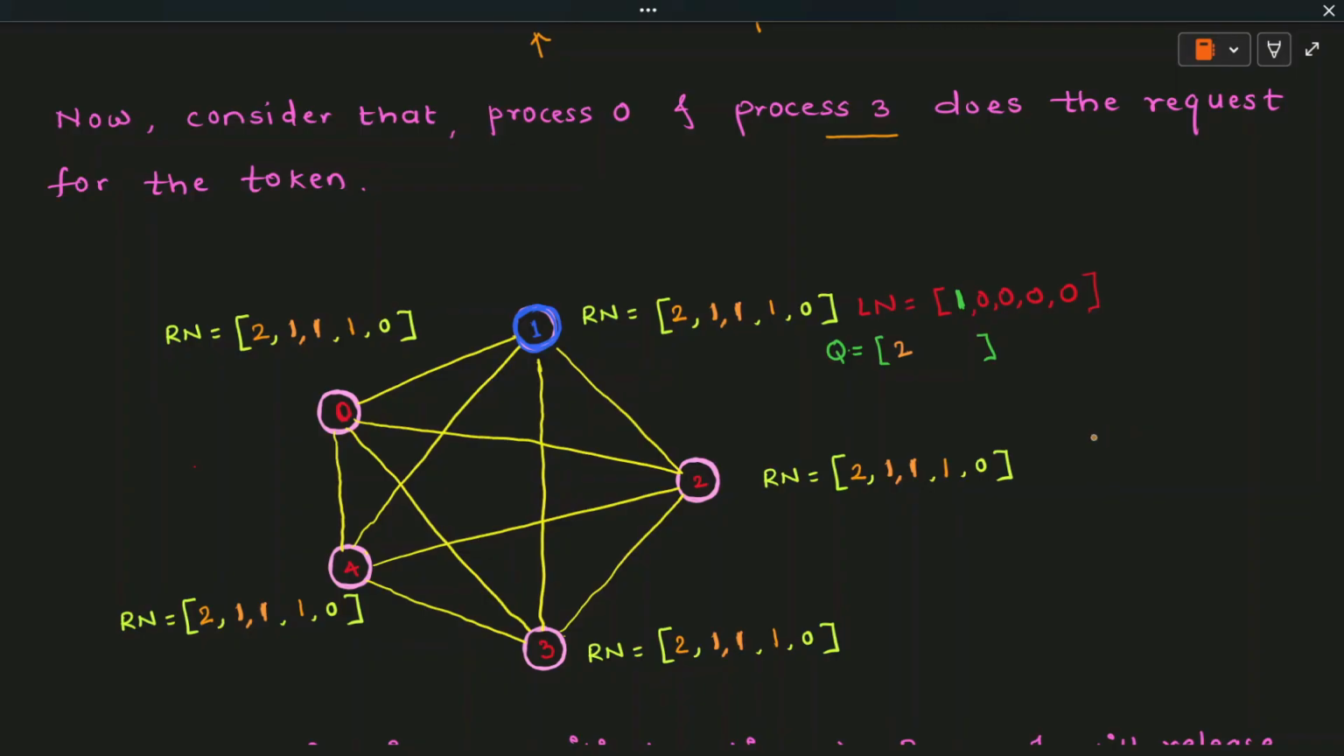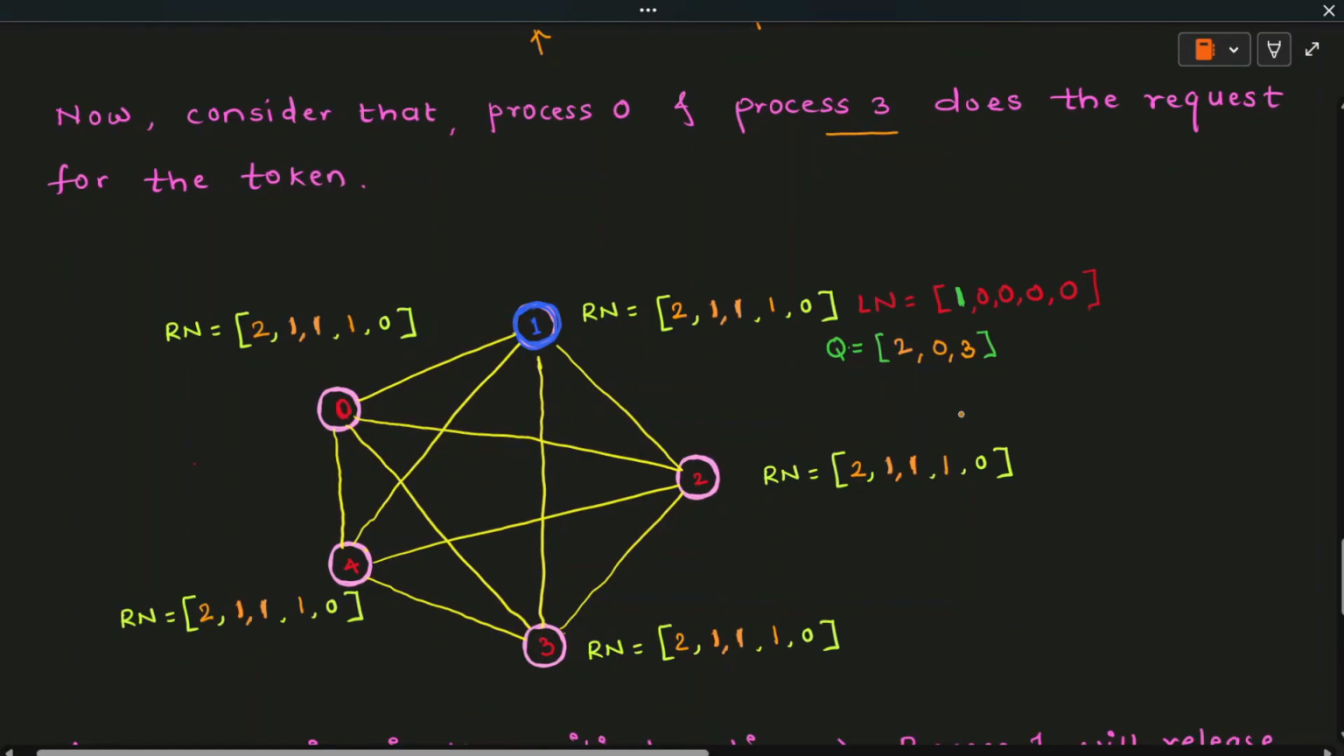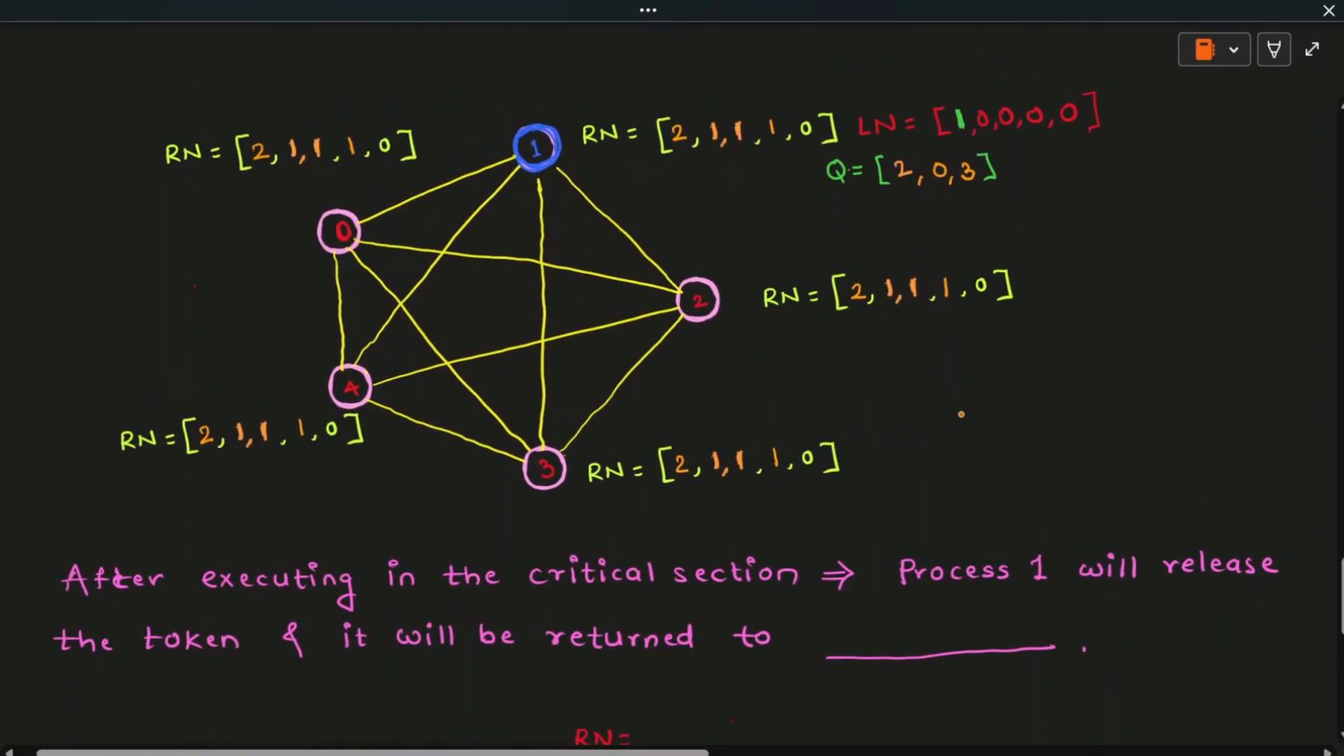Now process 0 and process 3 are requesting the token. So these requests should be accommodated inside the queue. That's why process 0's request and process 3's request will be there inside the queue. In this way, the content of the array Rn, that is the request number array, ln, that is the last request executed, and the content of the queue will get updated. After executing inside the critical section, process 1 will release the token and it will be passed to process 2, as process 2 is at the front of the queue.